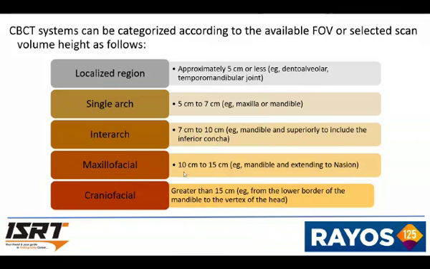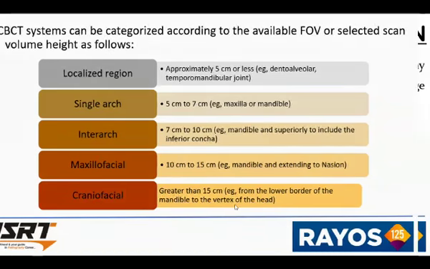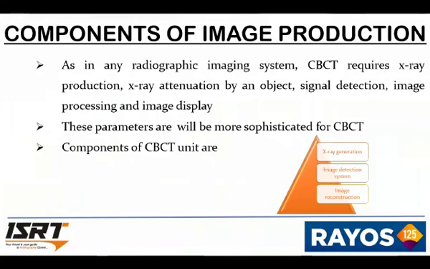And maxillofacial is 10 centimeter to 15 centimeter, that is mandible extending to nasion, and craniofacial is greater than 15 centimeter, from the lower border of the mandible to the vertex of the head. So the components of image production, as in any radiographic image system, CBCT requires X-ray production, X-ray attenuation by the object, signal detection, image processing and display.